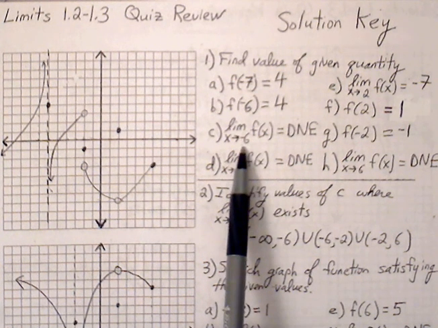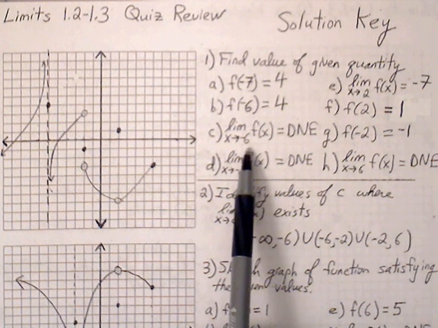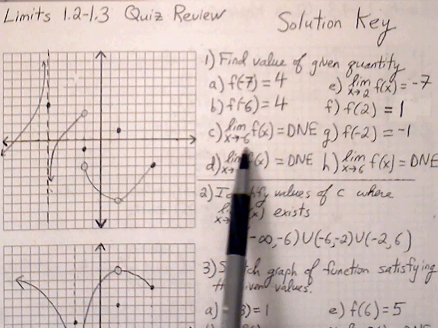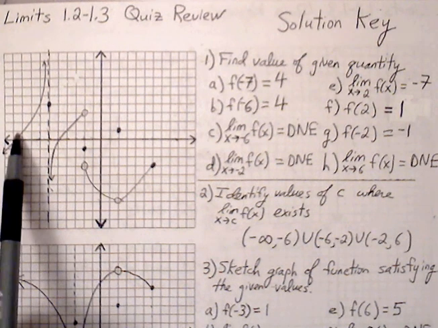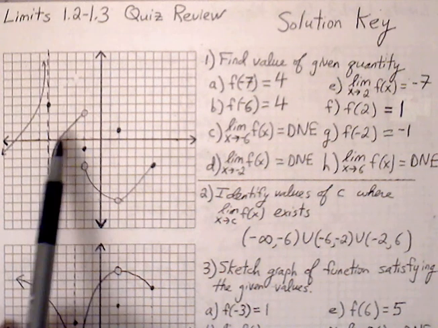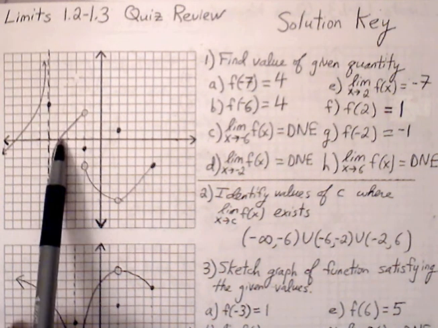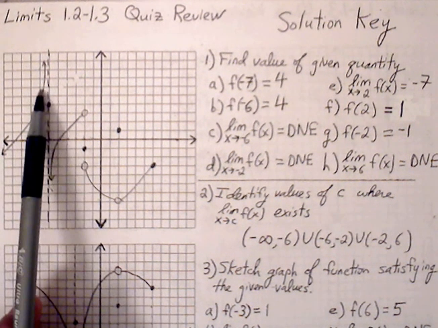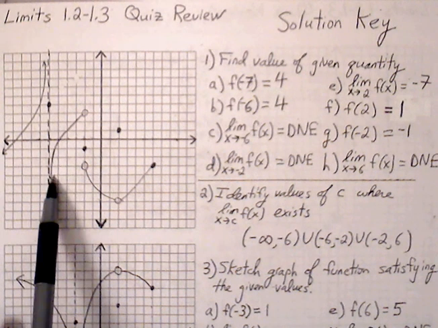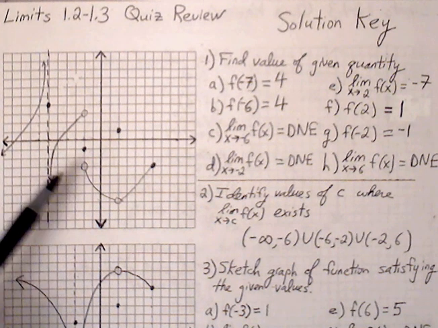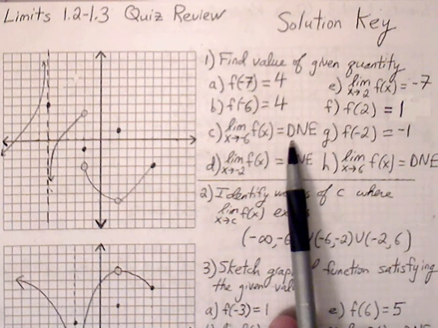Limit as x approaches negative 6. So we're looking for the behavior of the graph going towards x value of negative 6. And we see that as we go towards negative 6 from the left side, the y value is approaching positive infinity. As we approach negative 6 from the right side, we see that the graph is approaching negative infinity. So we can't say that both sides are approaching positive or negative infinity. So the most we can say is that the limit does not exist.